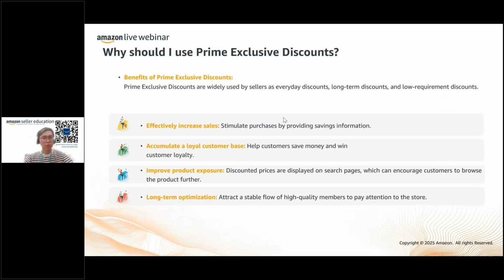So why do we use the Prime exclusive discount? There are some benefits here, pretty much similar to the other coupon. However, the difference is that this Prime exclusive discount will only be available to the Prime customers.